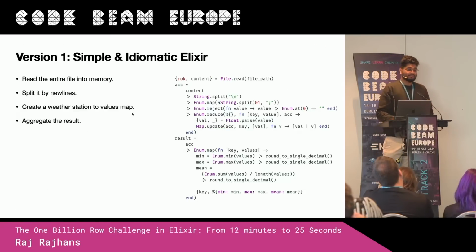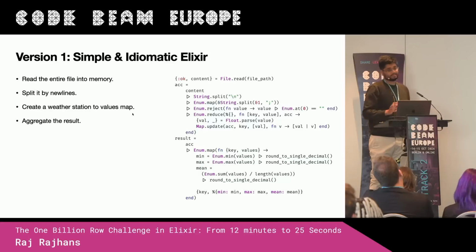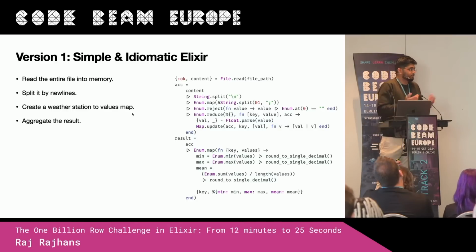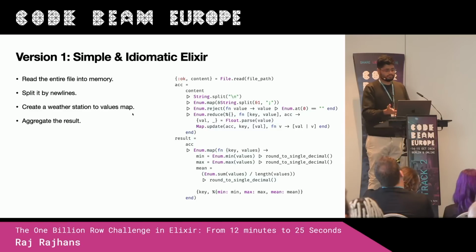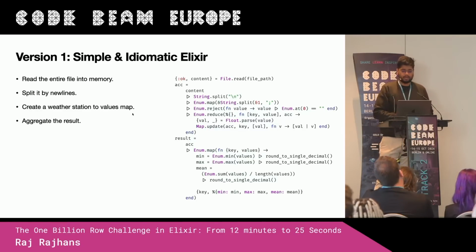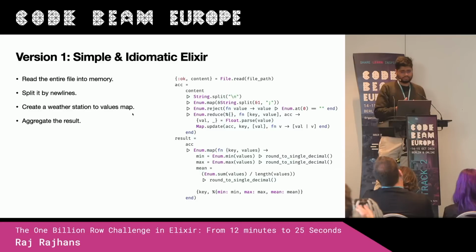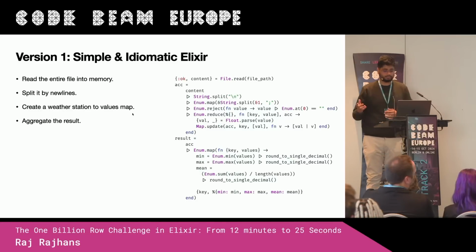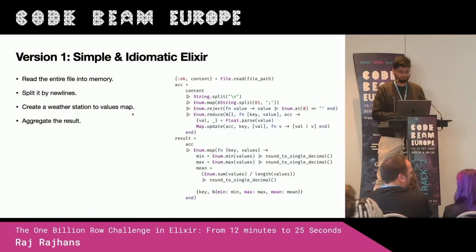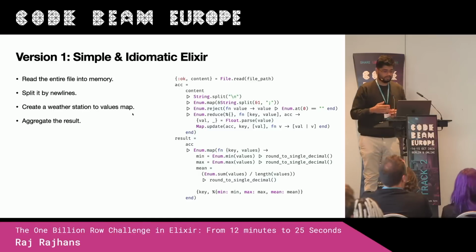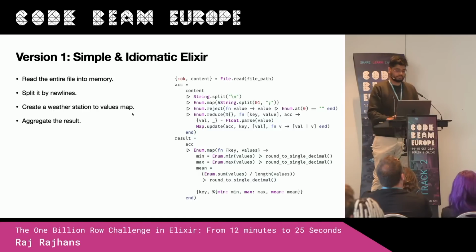So for version one, I went with the simplest and idiomatic Elixir code that I could write. The kind of code that you write when you don't really think about performance and you just want to get something working as quickly as possible. So this version is pretty simple. You just read the file completely into memory, then you split it by new lines, and then I'm creating a weather station to values map. So the map is going to have the weather station as the key and a list of temperature values as the value. And after that, I'm doing a single pass to aggregate the result to create the final min, max, and mean values for each city.